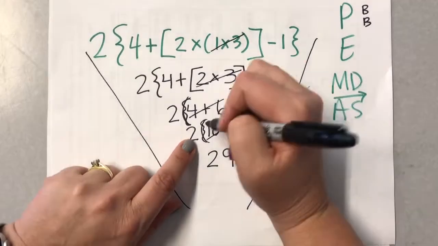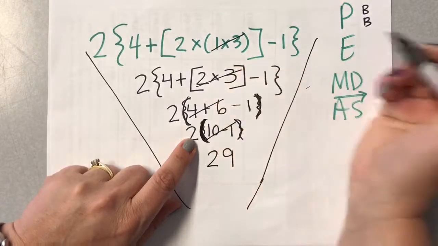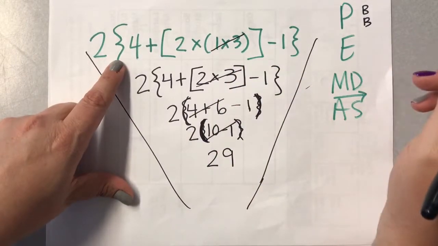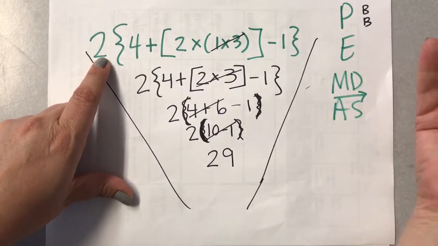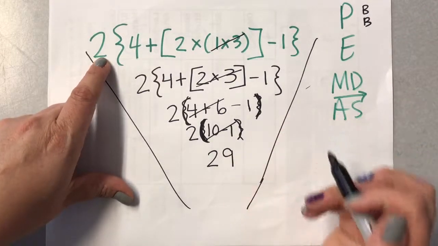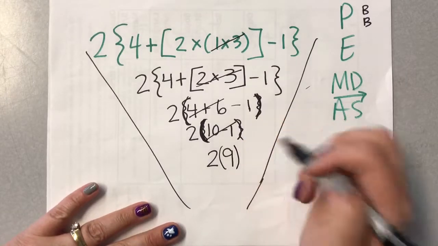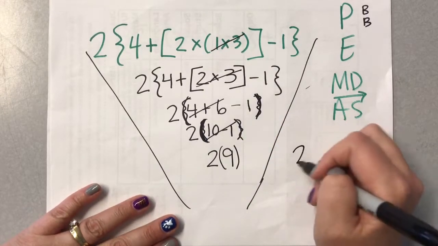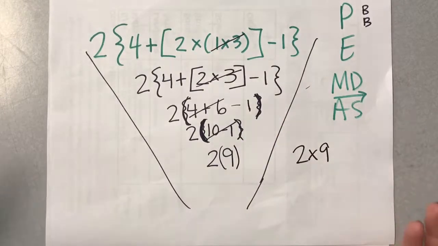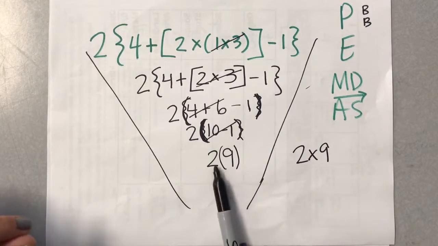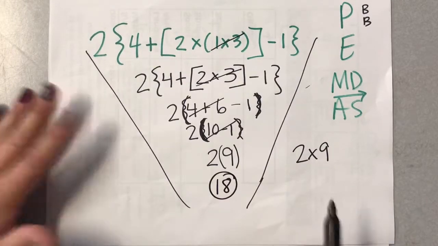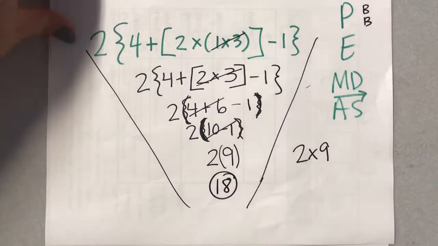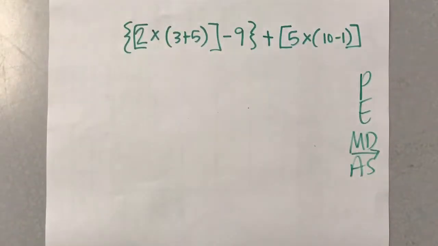Remember, when a 2 is touching a grouping symbol, it's touching a bracket or brace, and it doesn't have any other operation there, it means times. So at this point, you might just want to put in an X for multiplication. The last thing we're going to do is 2 times 9, and the answer is 18. We circle it, and that's our final answer. It pops right out of that funnel there at the bottom.